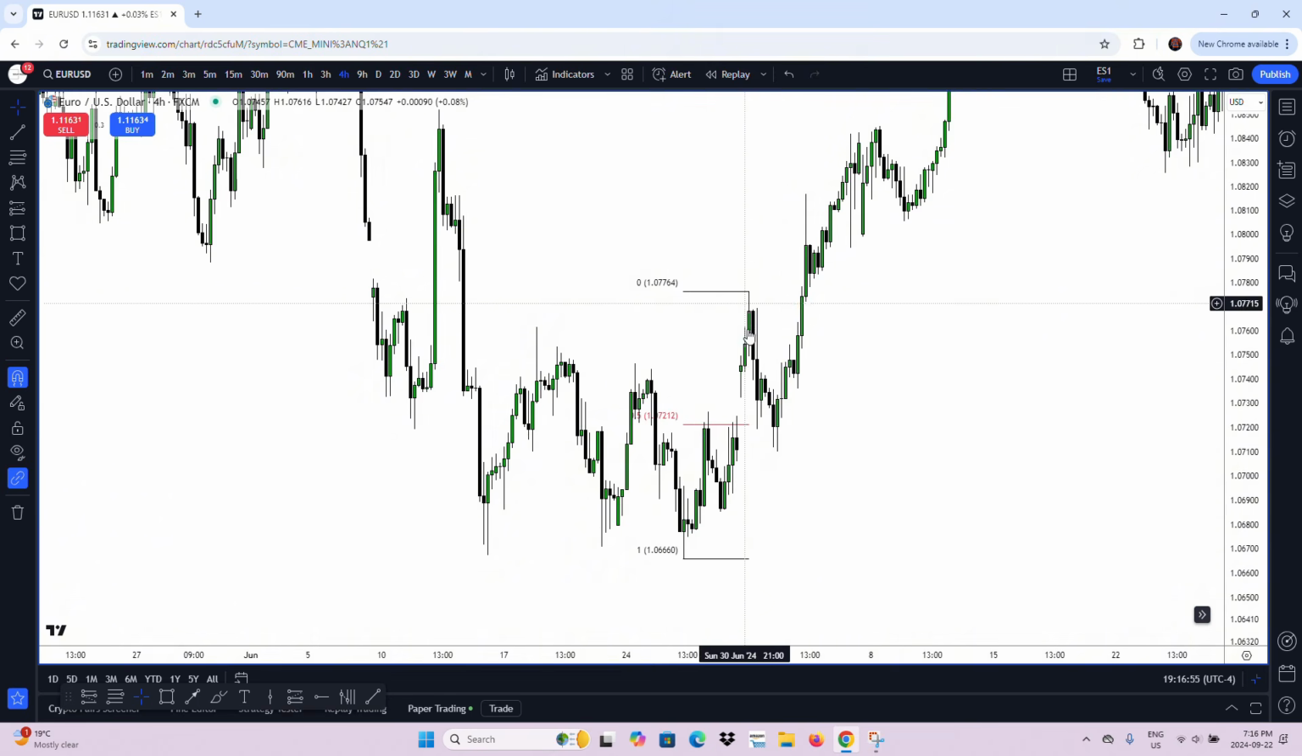If you are trying to locate an entry to get long, you want to find a key level in a discount PD array. If you are trying to locate a key level to enter short, you want to find the key level in a premium PD array. Next week, we will learn exactly how to do it.